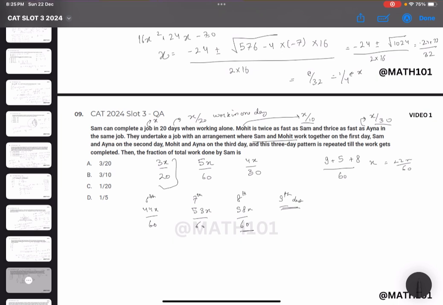Sam does x by 20. So he worked for 2 days, 4 days, and on 6th and 7th day as well. So he worked on 1st and 2nd day, then he worked on 4th and 5th day, then he worked on 7th and 8th day. So he worked on 6 days, and daily he did x upon 20 work, so that is 6x by 20. So 3 upon 10 is the fraction of work which he did. Answer is B.